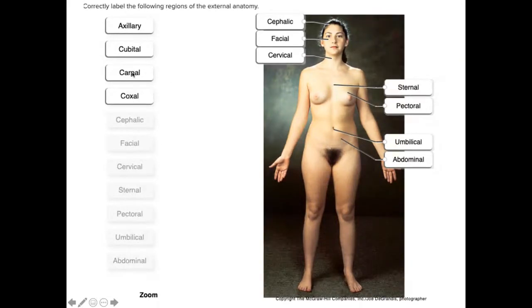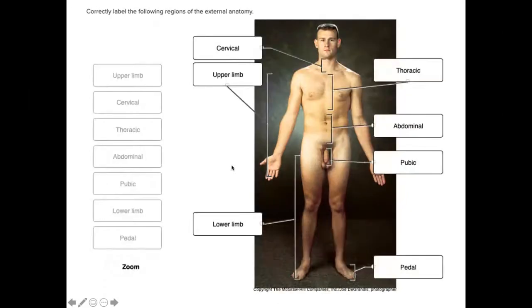Best choices. If we were to drag carpal, I'd put that here. If I were to do cubital, that would be the elbow crease. And if I were to drag axillary, that would be here in the armpit. Coxal refers to the coccyx, which you really can't see from this view.